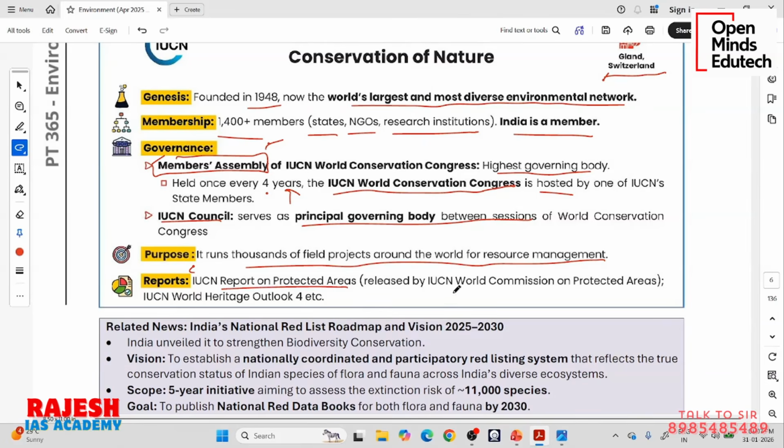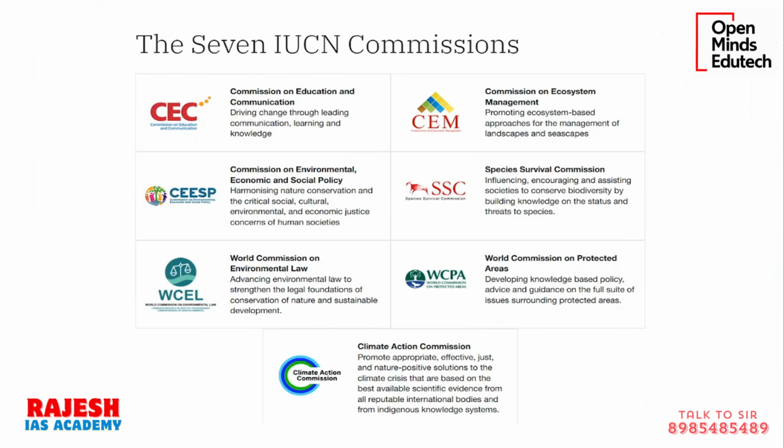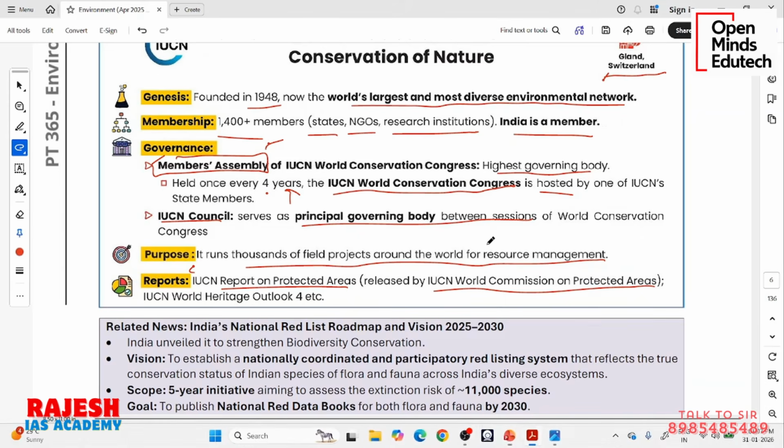So this Report on Protected Areas is released by IUCN World Commission on Protected Areas. This IUCN has some bodies, like there are 7 IUCN commissions you can see here. This IUCN is the broader organization. Under it there are some commissions. In this commission there is one body called World Commission on Protected Areas. Now we are talking about this particular sub-commission of IUCN. These are expert commissions of IUCN.